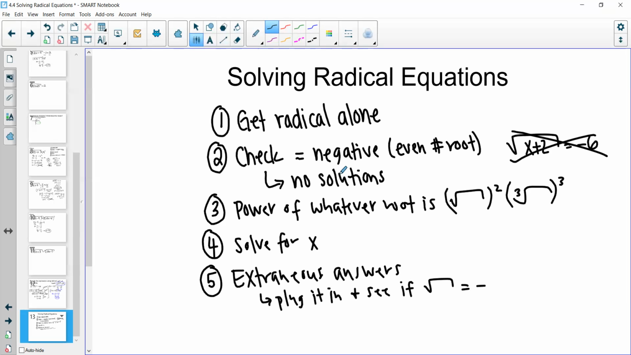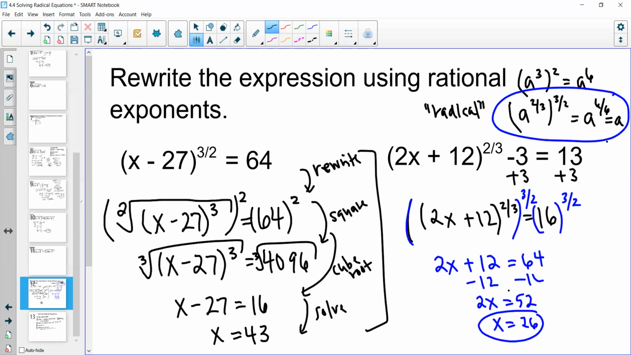If you have questions, feel free to reach out, but that is how you can solve radical equations following this simple method and how we can even check for extraneous answers. And last, when they give us those rational exponents, we can solve those ones as well. So again, feel free to reach out if you have any questions, but that is how you can solve radical equations.